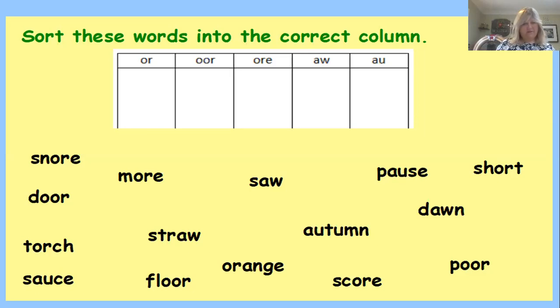Okay, keep going. So we've got snore, door, torch, saw, small, straw, floor, orange. I don't know about orange, I'm not happy about that one. Saw, autumn, score, pour, dawn, short, pause. Because I don't know with orange, I don't think we say orange. Well, some people might.